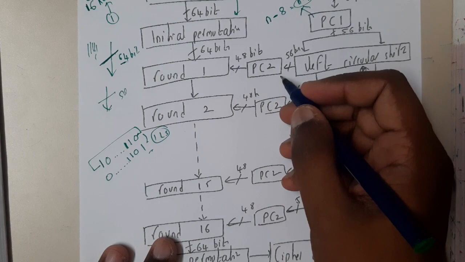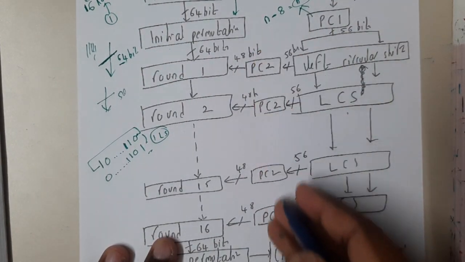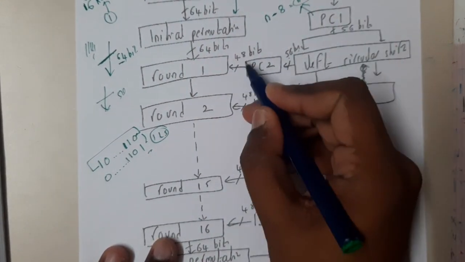This PC2 is nothing but the permuted choice 2. So this is the second time we are doing this. Here we have it in parallel, and each one will again reduce 8 bits. So 56 will become 48.